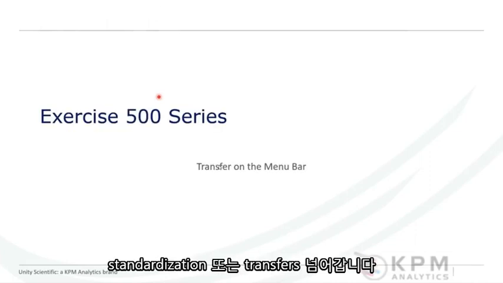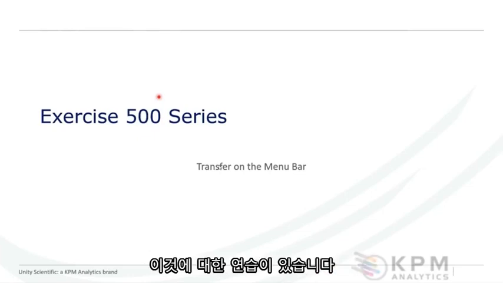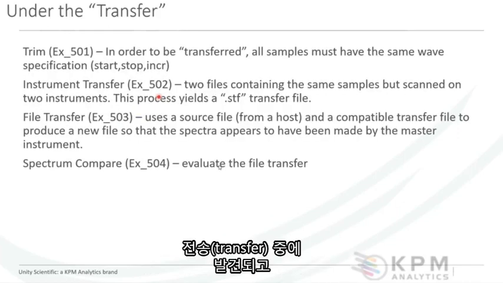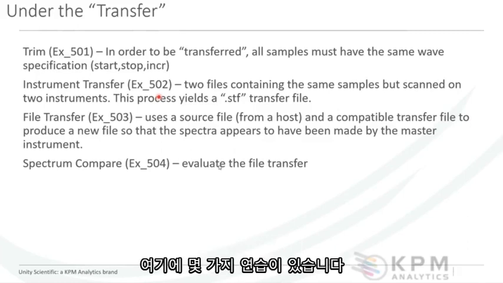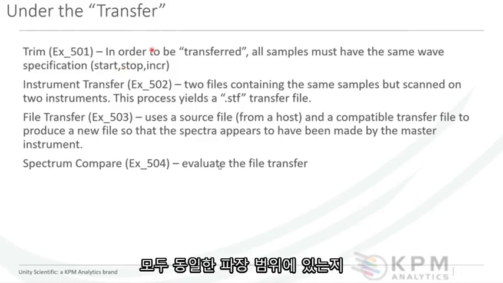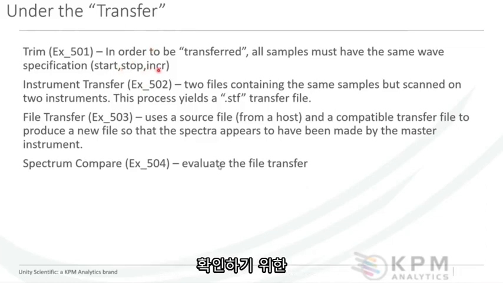Okay, going through the rest of them, standardization or transfers, there is an exercise on this. This is up on the main menu bar, found under Transfer, and there are a couple of exercises in here. The first one is looking at trimming, and this is just to make sure that your SVF files are all of the same wavelength range and also the wavelength increment. They must be, if you're ever doing a transfer.